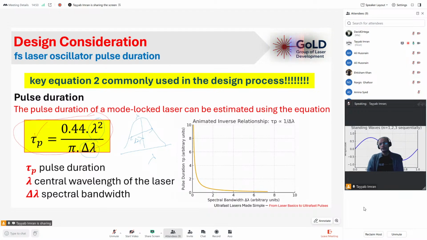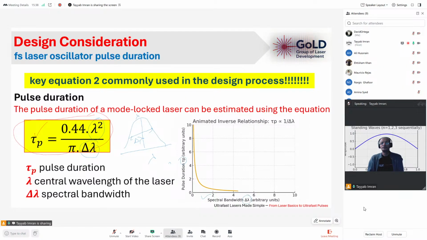But only calculating the pulse duration is not enough. The oscillator, from where the pulse is generated, is supposed to be mode locked. Now, if you see on the right side, this plot, what is this plot showing? On the x-axis, it's the spectral bandwidth. And on the y-axis, you see the pulse duration.